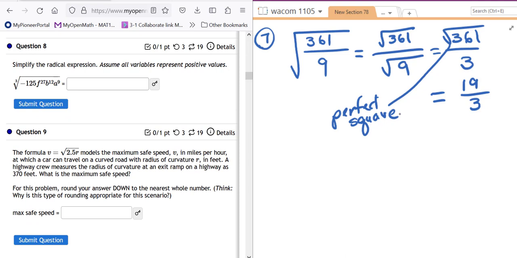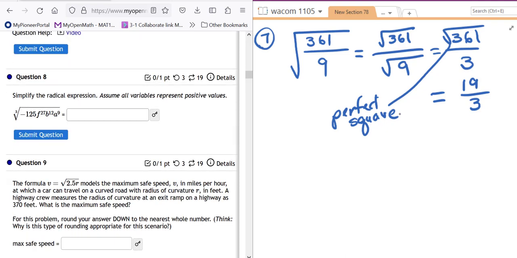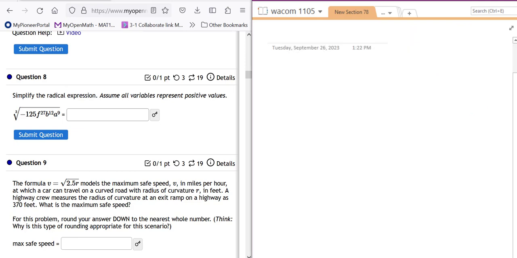All right. Question 8. This one is testing, do you know how to simplify these variables? They're all going to divide evenly. We'll do it just because it looks a little scary.